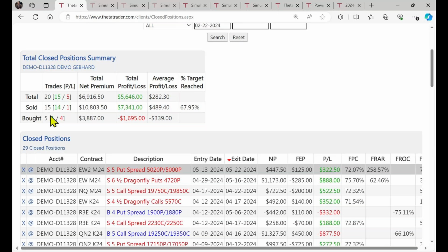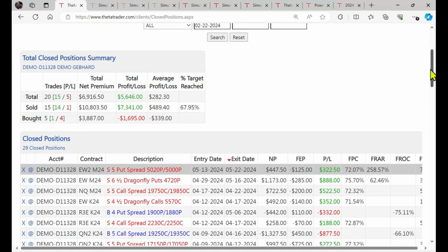And this is interesting. 15 short option spreads, or something similar to a condor or a dragonfly: 14 winners and 1 loser. That's the result. And then here's your long options or your debit spreads: 1 winner and then 4 losers. And that makes sense mathematically because those are lower probability outcomes.